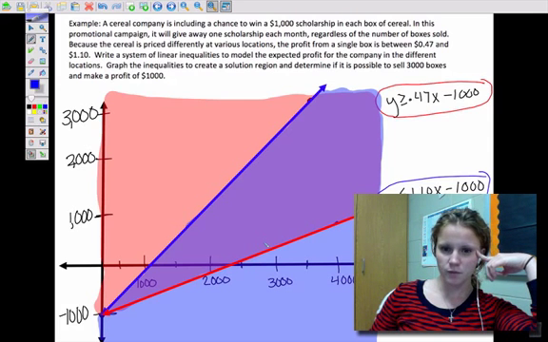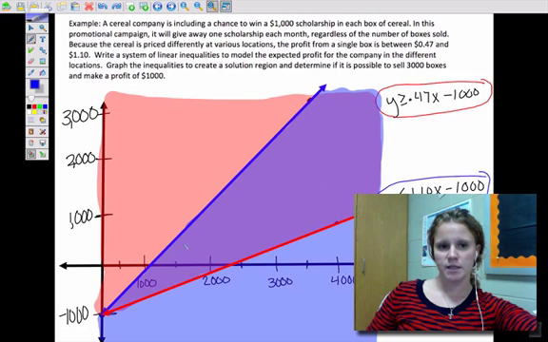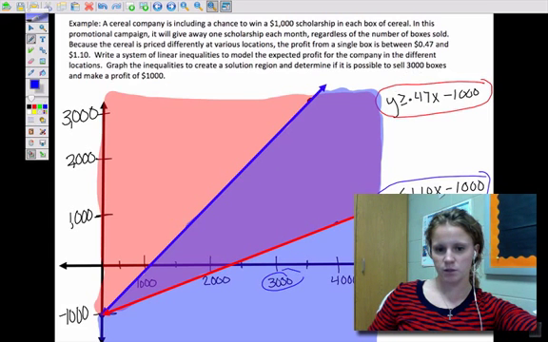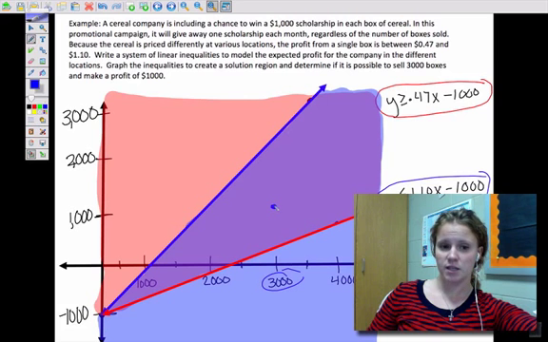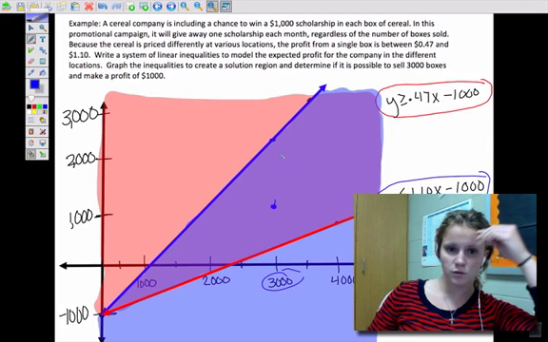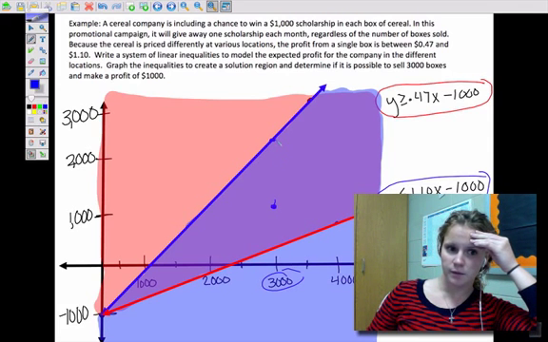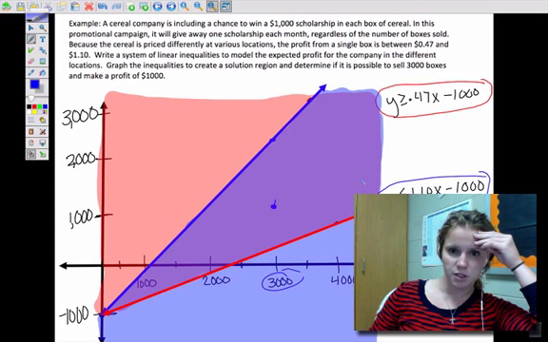The question was, is it possible to sell 3,000 boxes, which is right here, and make $1,000? According to my graph, that point would be right here, and that point is in the feasible region. So yes, it is, and it's actually possible to make more than $1,000. We could have almost up to $2,200 in profit if we sold 3,000 boxes. That's the best-case scenario. This looks like middle of the road, a good possibility that it would happen. Again, any of this purple region could happen.